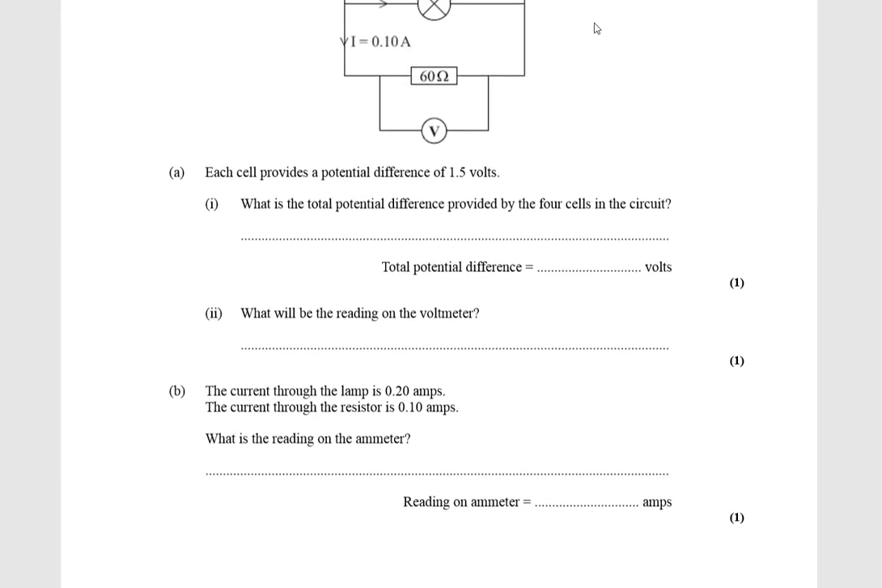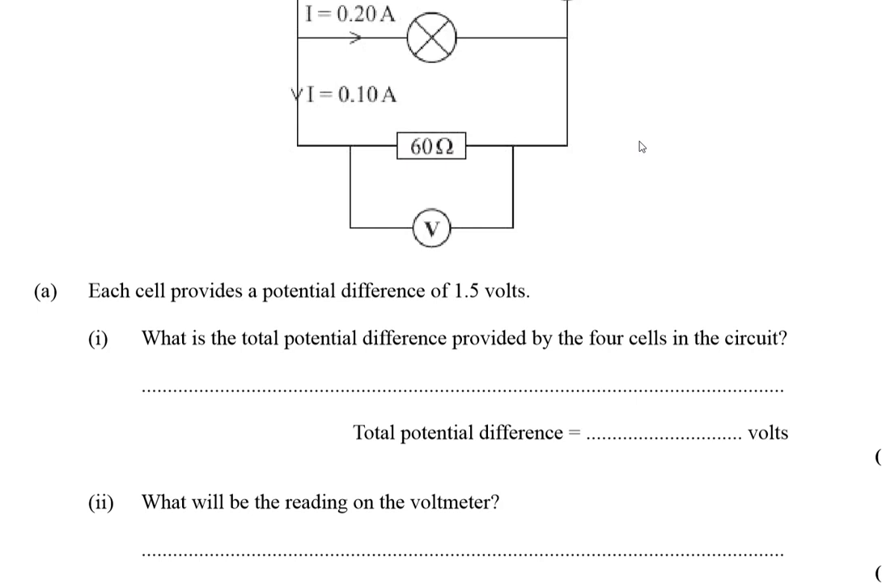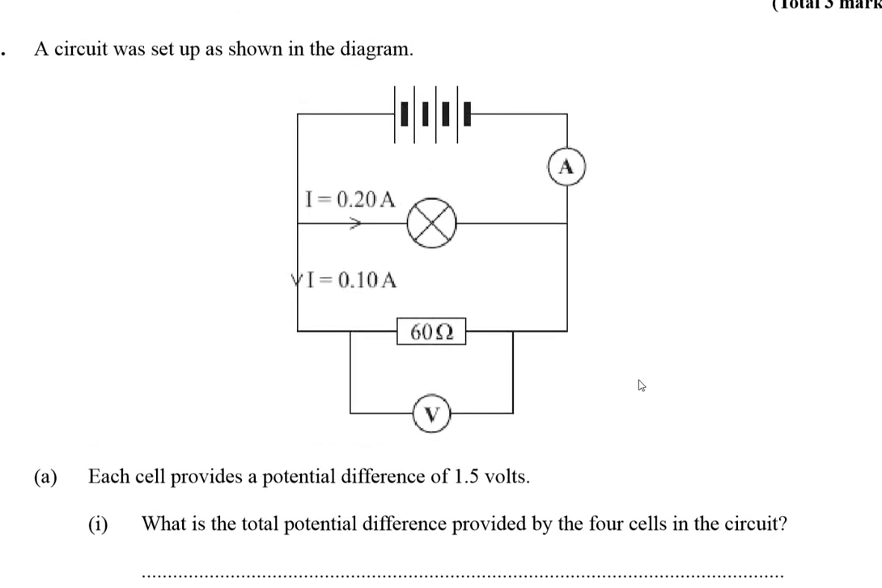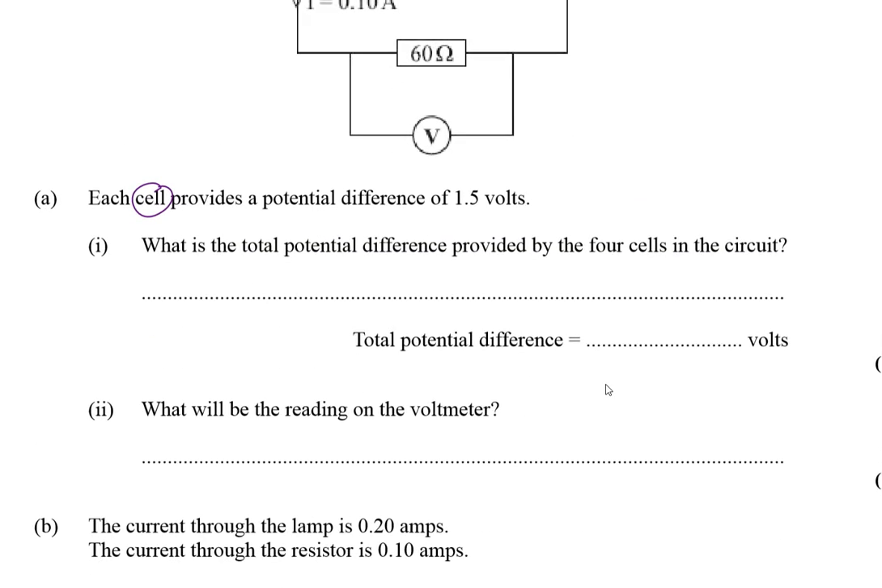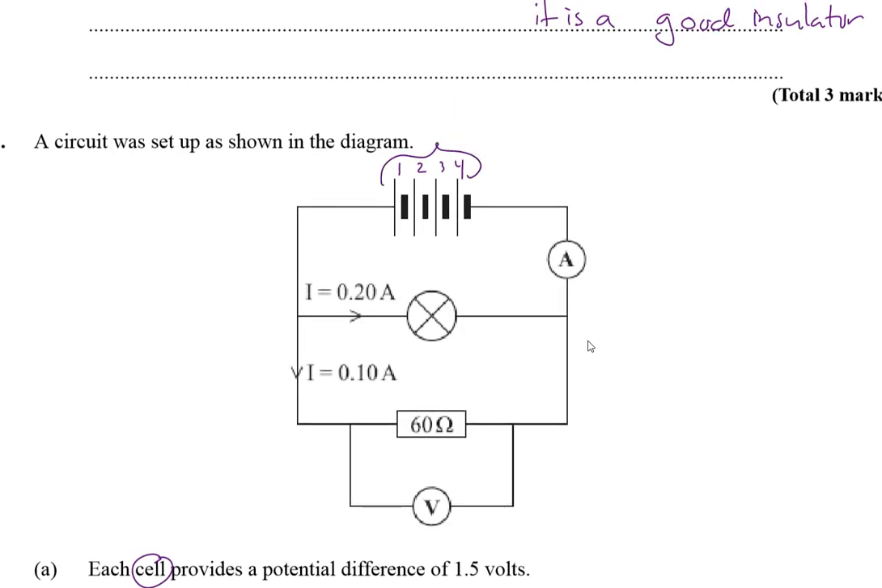Now here we have a nice circuit diagram. You guys should know this one already. If not, let's take a look. Now, what is the total potential difference of the cells? We have one cell, two cells, three cells, four cells. There are four cells there. So therefore, 4 times 1.5 will give us 6 volts. So the answer is 6 volts there.